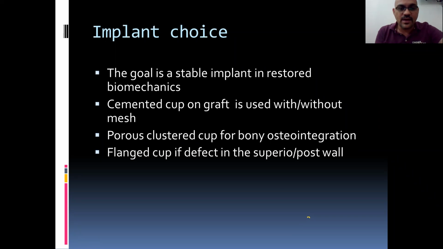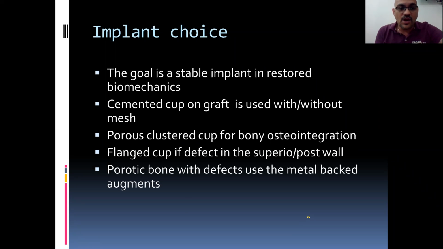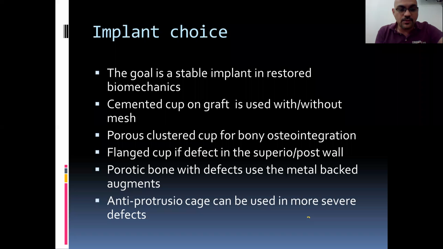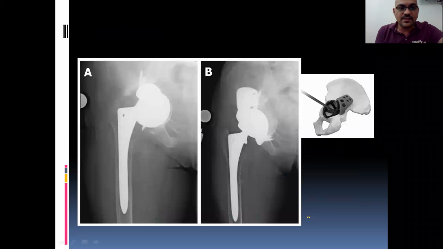In cases where you have a defect in the superior or posterior wall, which is very vital to preserve, you can use a flanged cup. Or if there is porotic bone and a defect in the anterior or posterior wall, you can use metal-backed augments or anti-protrusio cages, which are used in severe defects. This is the metal back when there is deficiency.